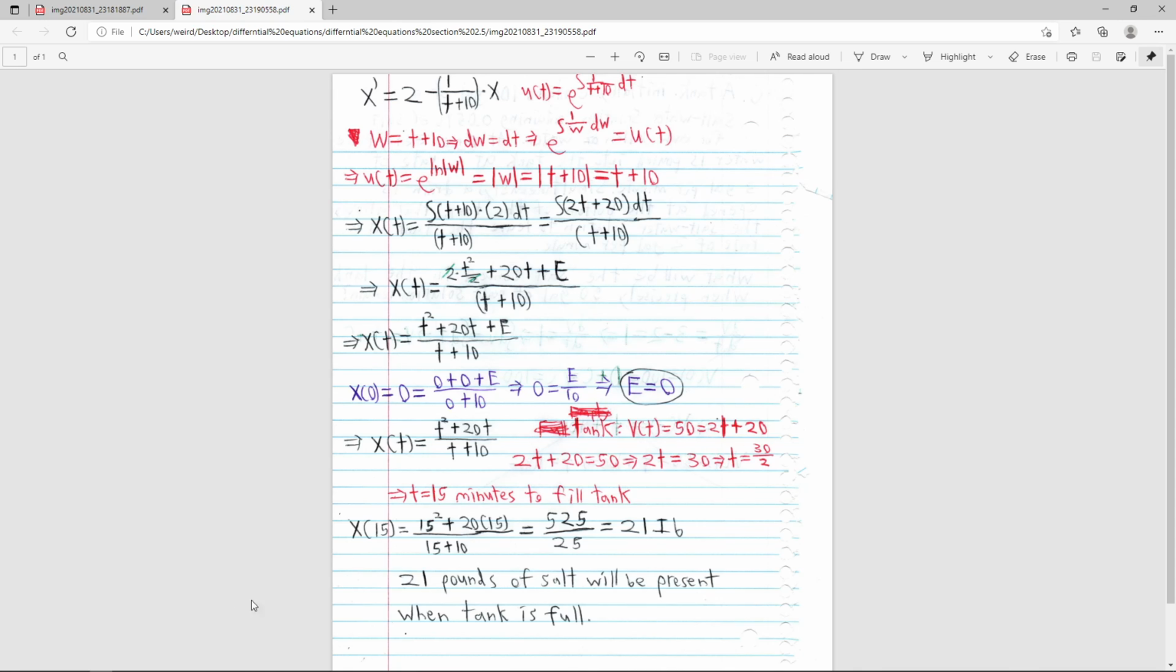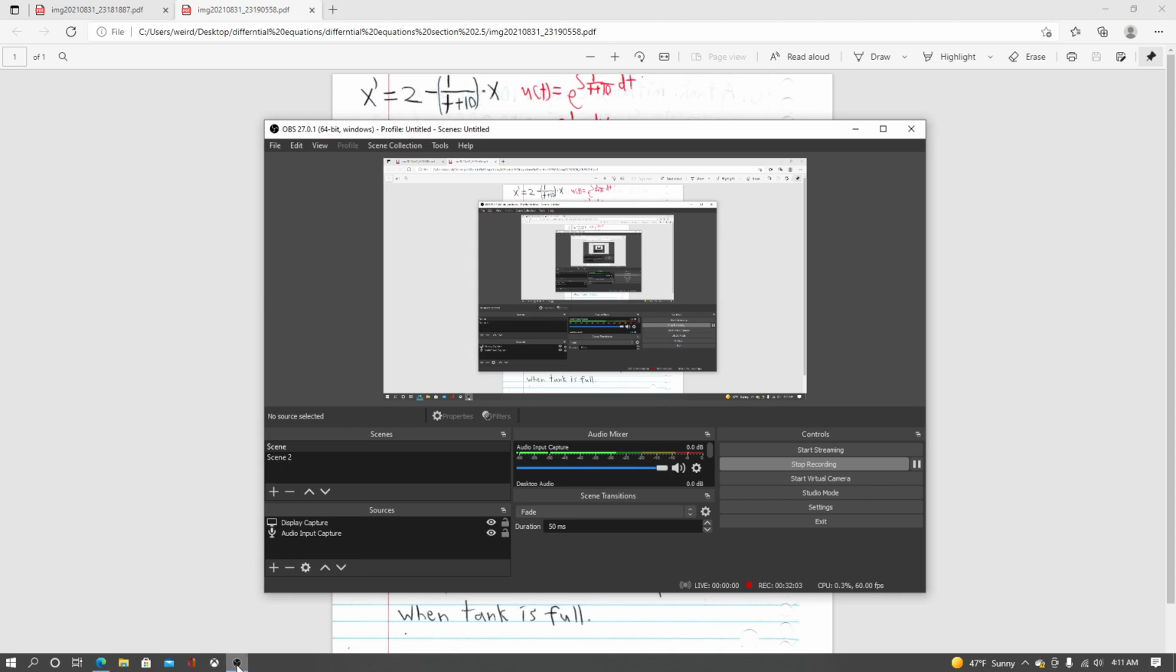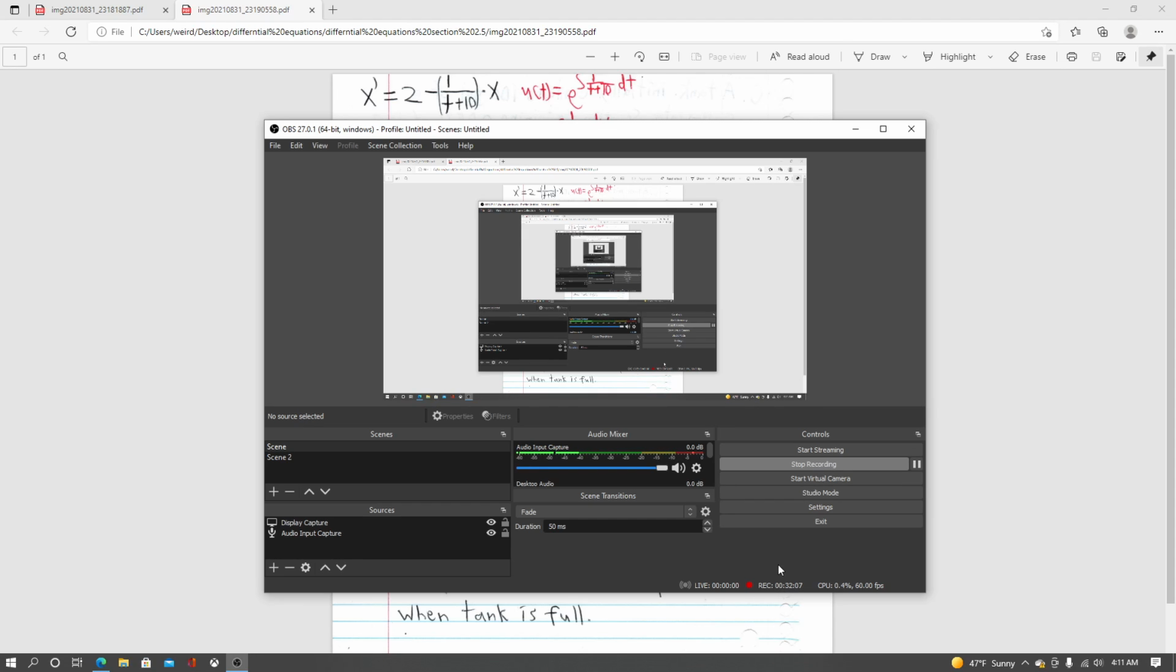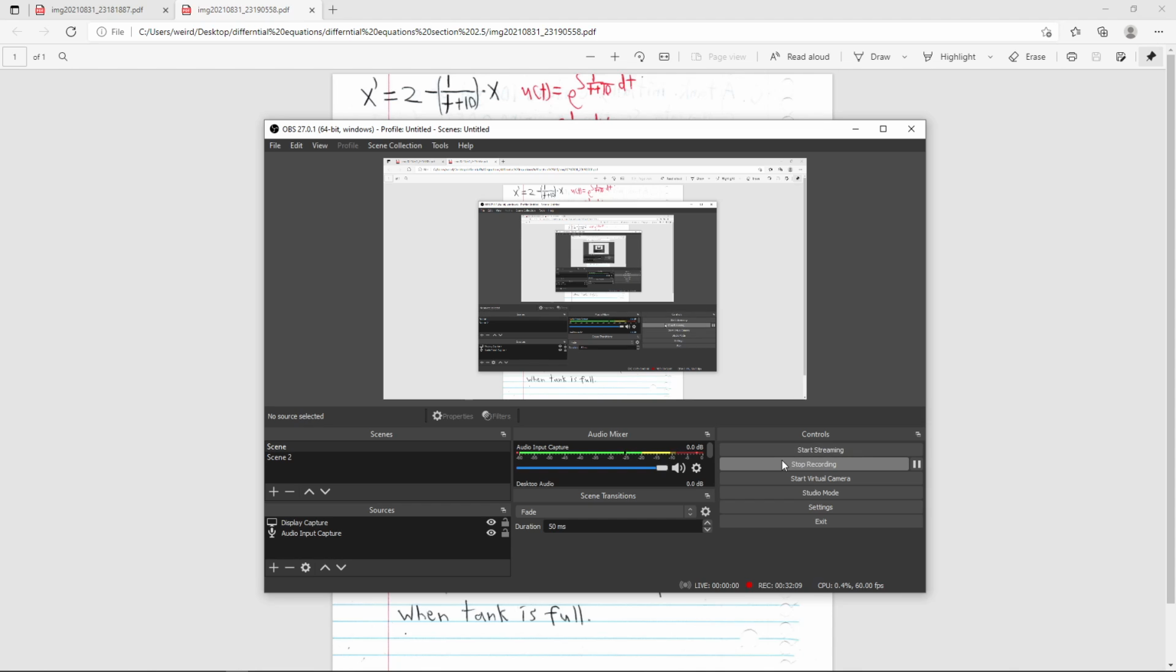And that's it for those types of problems. Again, mixing problems are interesting in a lot of ways, but can be a little bit annoying sometimes if you have not practiced a little on them. They can be a little bit tricky to set up, as you've seen.